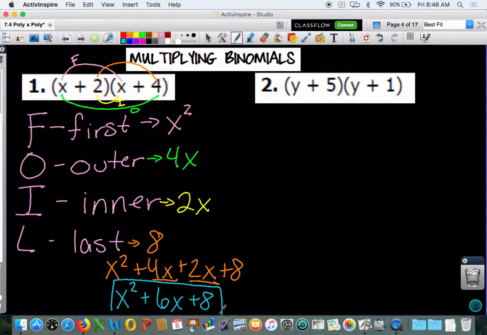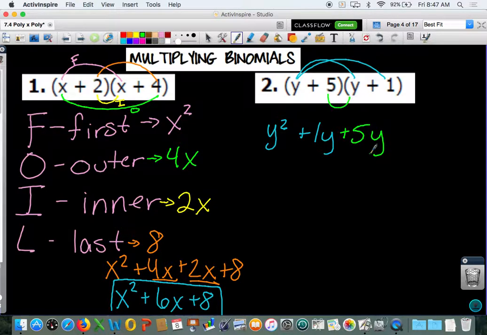A second way that you can think of solving a binomial times a binomial, you can think of it like distributing. Distribute your first term to the second binomial, then the second term to the second binomial, and that's what I'm going to show you with number 2. So distribute this y. So y times y gives you y squared. y times 1 would give you plus 1y. That takes care of the first term. Now distribute your second term. 5 times y, plus 5y. 5 times 1 would give you plus 5.